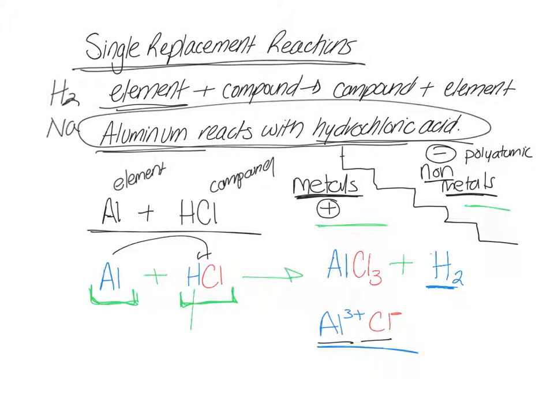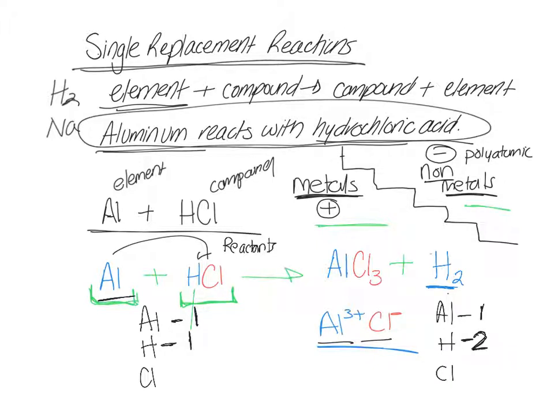So now it is just a matter of the bookkeeping, right? Figuring out, hey, do I have the same amount of each one? So underneath, if you're new to this, you could make a little list. You could say on this side I have 1 aluminum. On this side I have 1 aluminum. On the reactant side, remember again that these are called reactants, I have 1 hydrogen. On the product side I have 2 hydrogen. On the reactant side I have 1 chlorine. On the product side I have 3 chlorines.